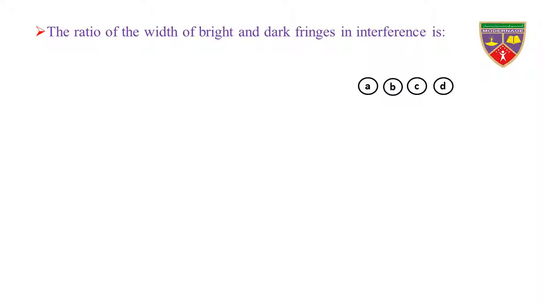The ratio of the width of bright and dark fringes in interference is: option A, 2 to 1; option B, 1 to 2; option C, 1 to 1; option D, 2 to 3. The key is 1 to 1. Therefore, the correct option is C.